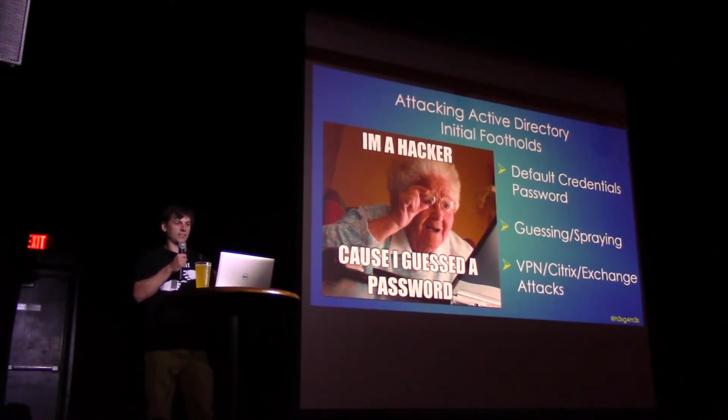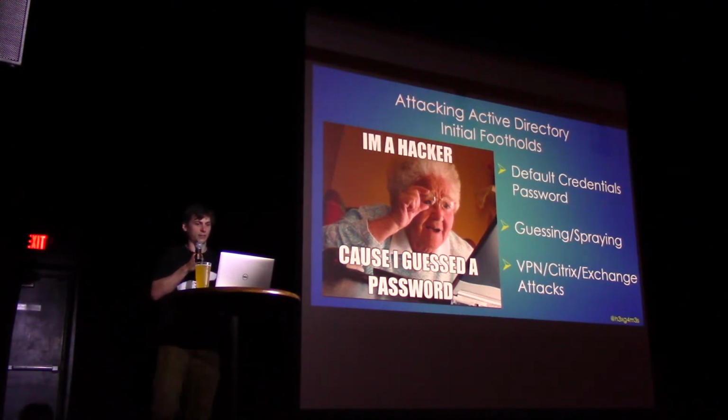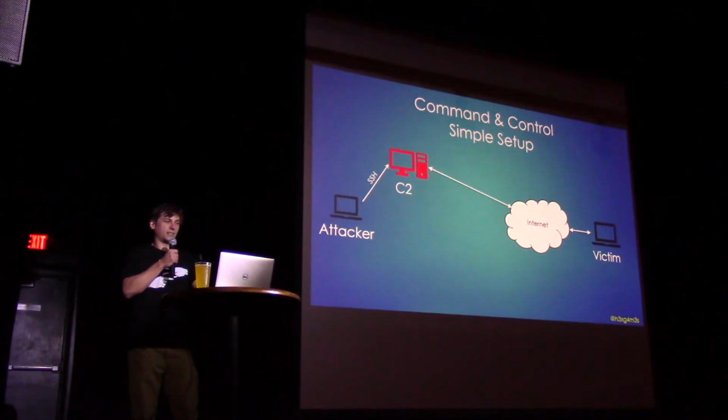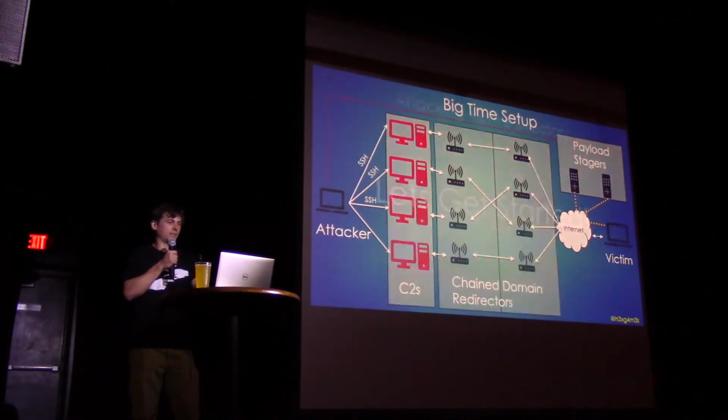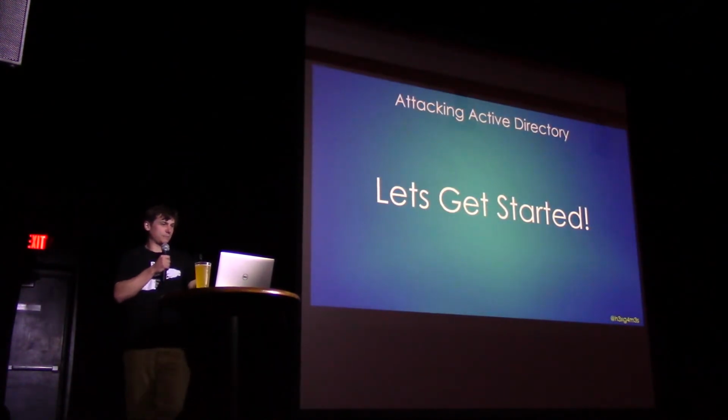Next we talked about initial footholds, which a lot of times is a lot easier than finding some exploit. We do just guessing some easy passwords like summer 17, which meet most default AD password policies. And then from there, you can do VPN access, Citrix access, or use Exchange and use a tool like Ruler and get a shell that way. Then we talked about the command and control setups, the good, better, best setup. And now we're on to today.